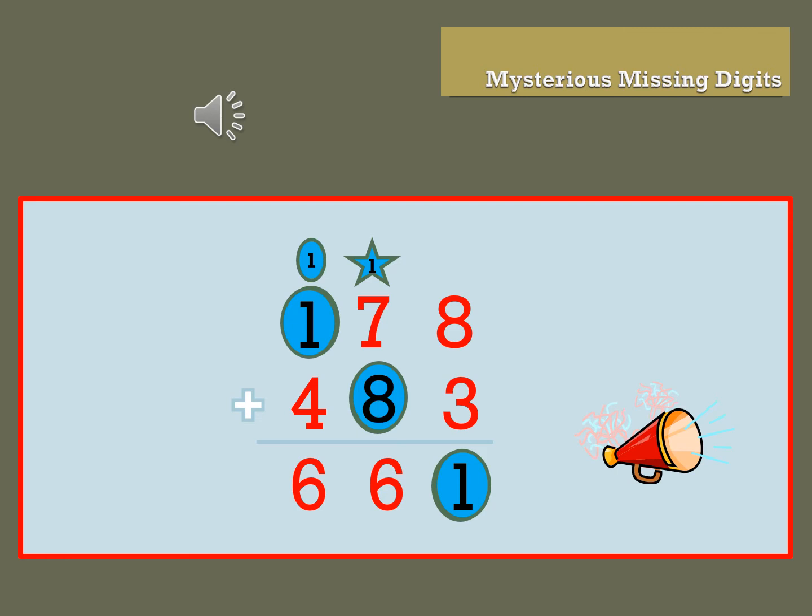Okay, let's look at the answer and see how you did. We start always at the back with the ones. 8 plus 3. We have 11. We can't have 11 under a ones column, so we're going to trade 10 of those ones into a single 10 and move it to the tens place. So we put our 1 in the ones place and we carry our 10 to the tens place.